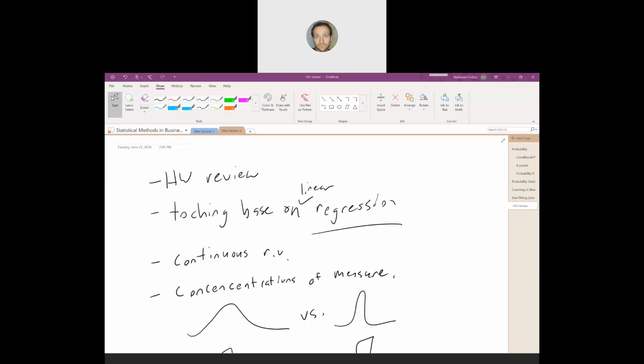So, pictorially, what disjoint events are, if this is your probability space, disjoint events look like this.